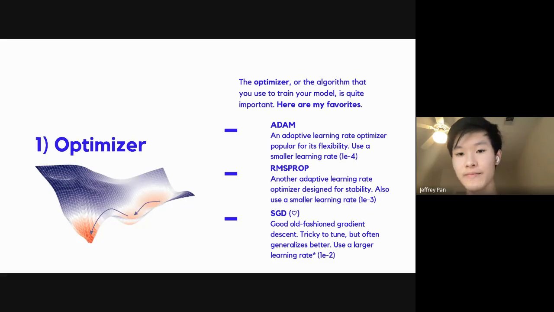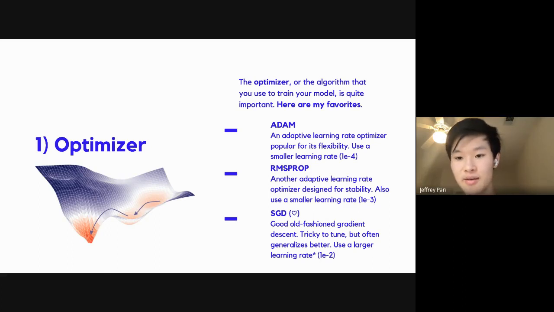So learning rate is one of the things that you just have to pick. It's more of an art than a science, but Adam is really flexible. If you put in a learning rate of 1e-4, you're probably going to get good results. It's super easy. RMSprop is another adaptive learning rate method. You can use a smaller one. It's designed to be really stable. I'm not going to go into how these work because it's a lot of math. If you care, you can definitely look these up.